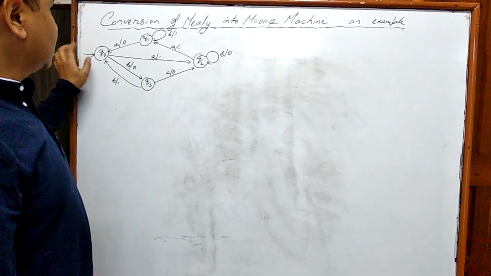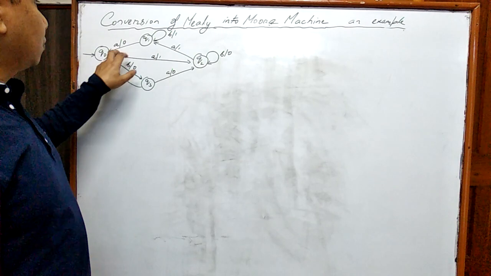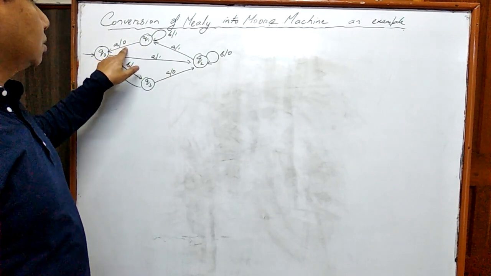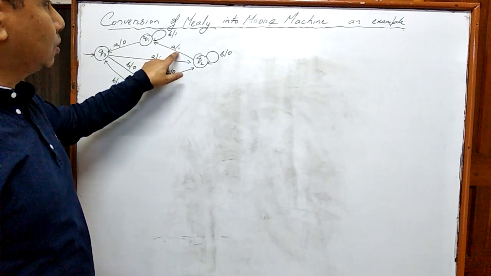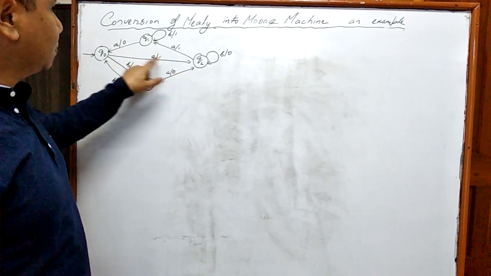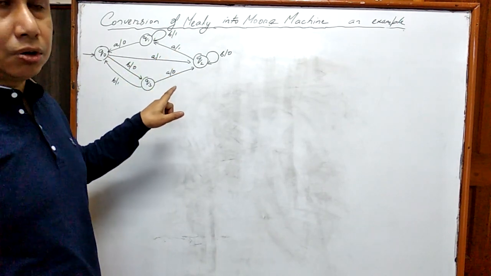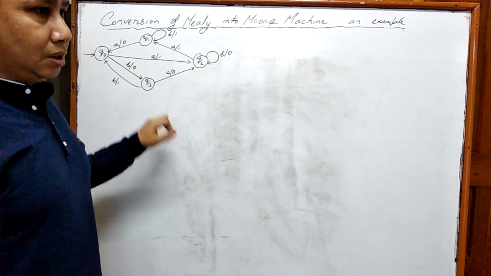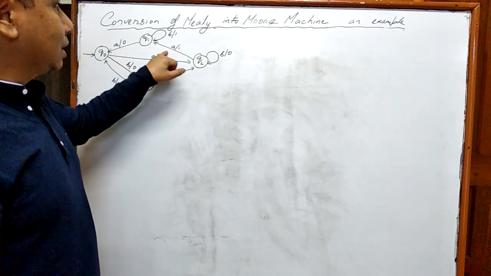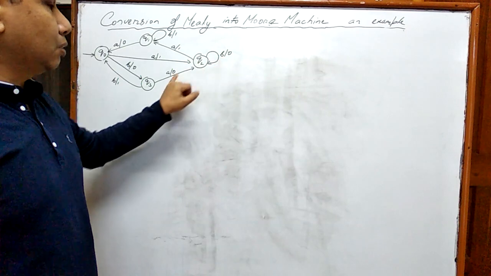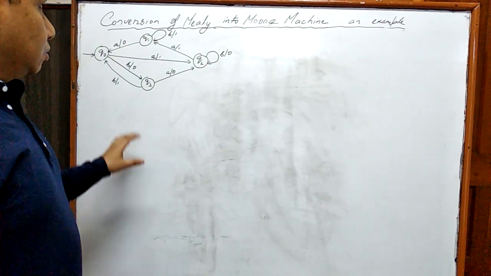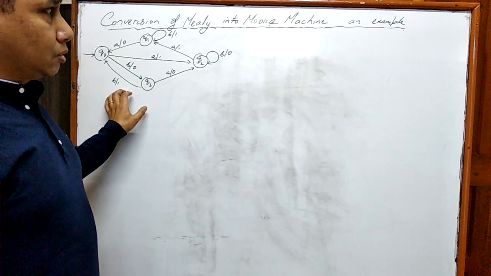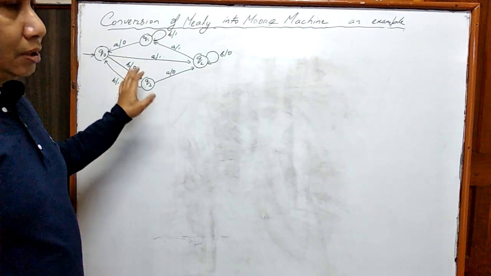And if you notice here, from Q1, A is the input and 0 is the output. Similarly, from Q2, A is the input and 1 is the output. So you can see from each and every state there is an input and an output of 0 or 1. That means the input alphabets are A and B and the outputs are 0 and 1 respectively. So I'll go in a stepwise manner and show you how we convert this from Mealy into Moore.